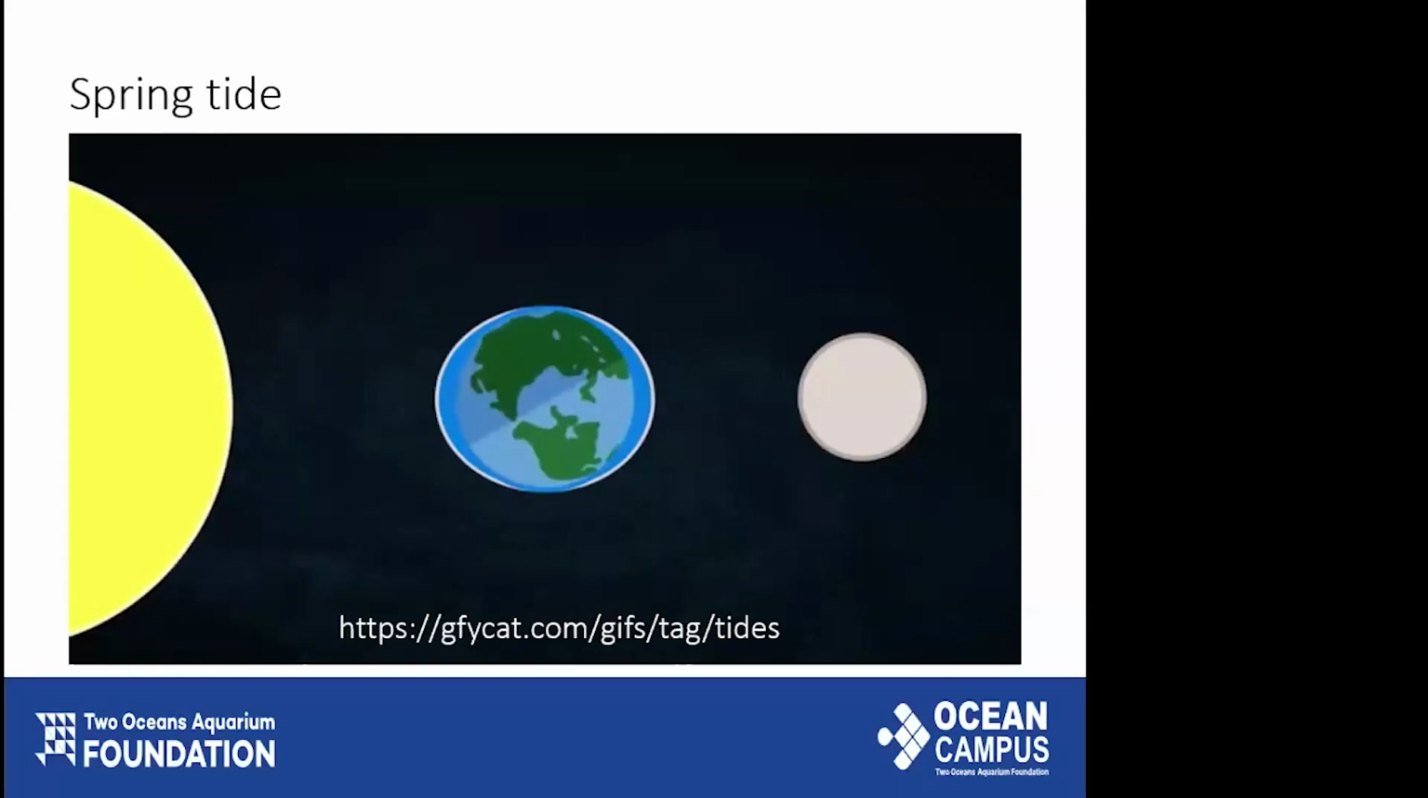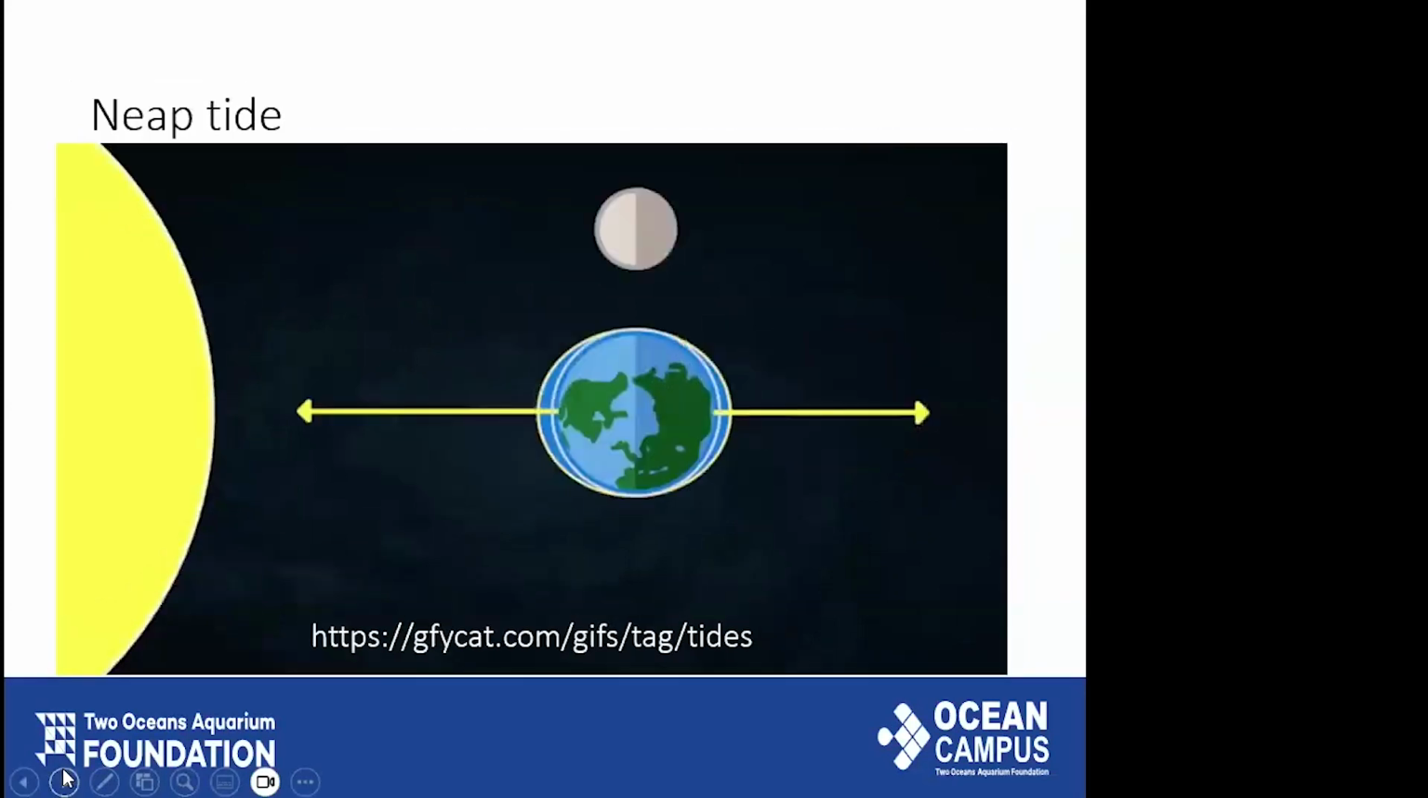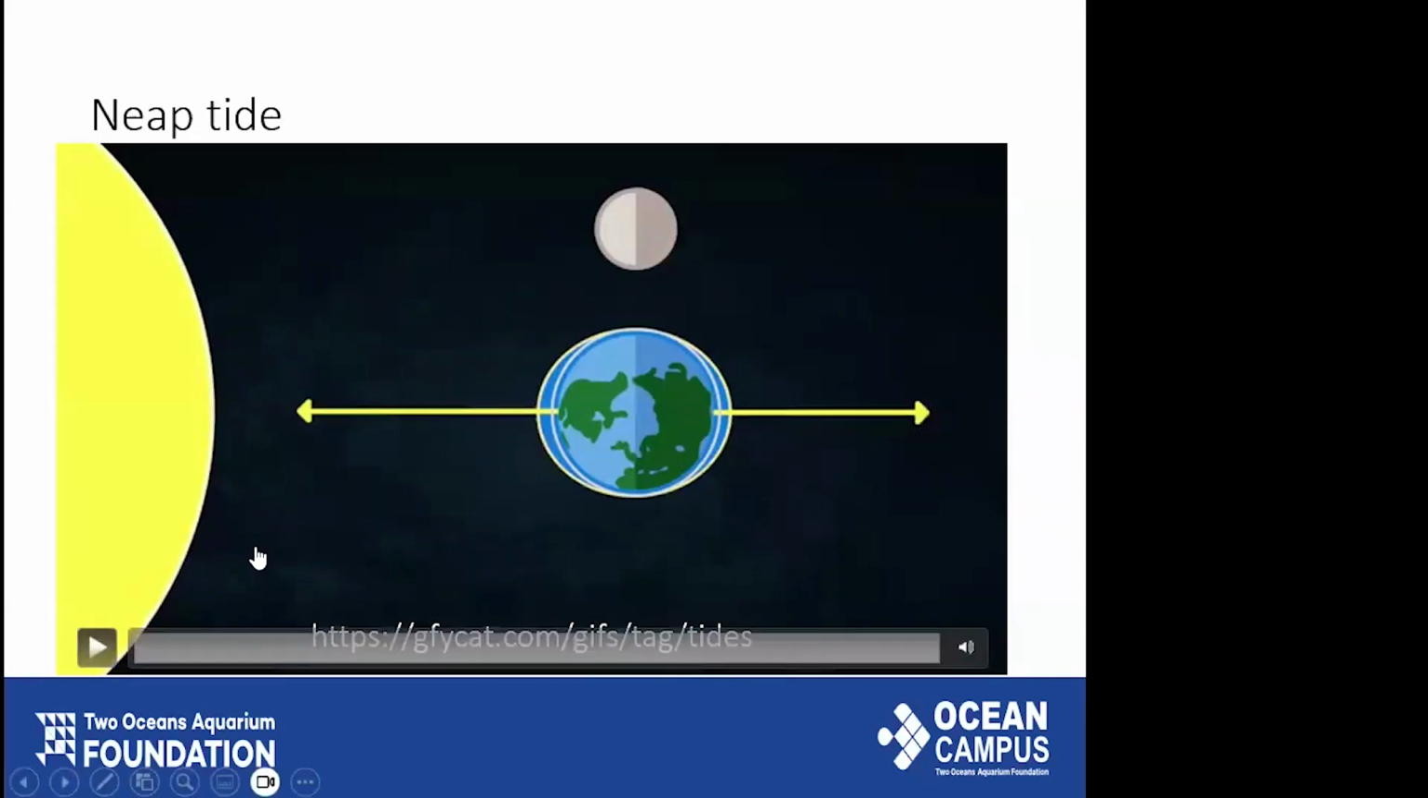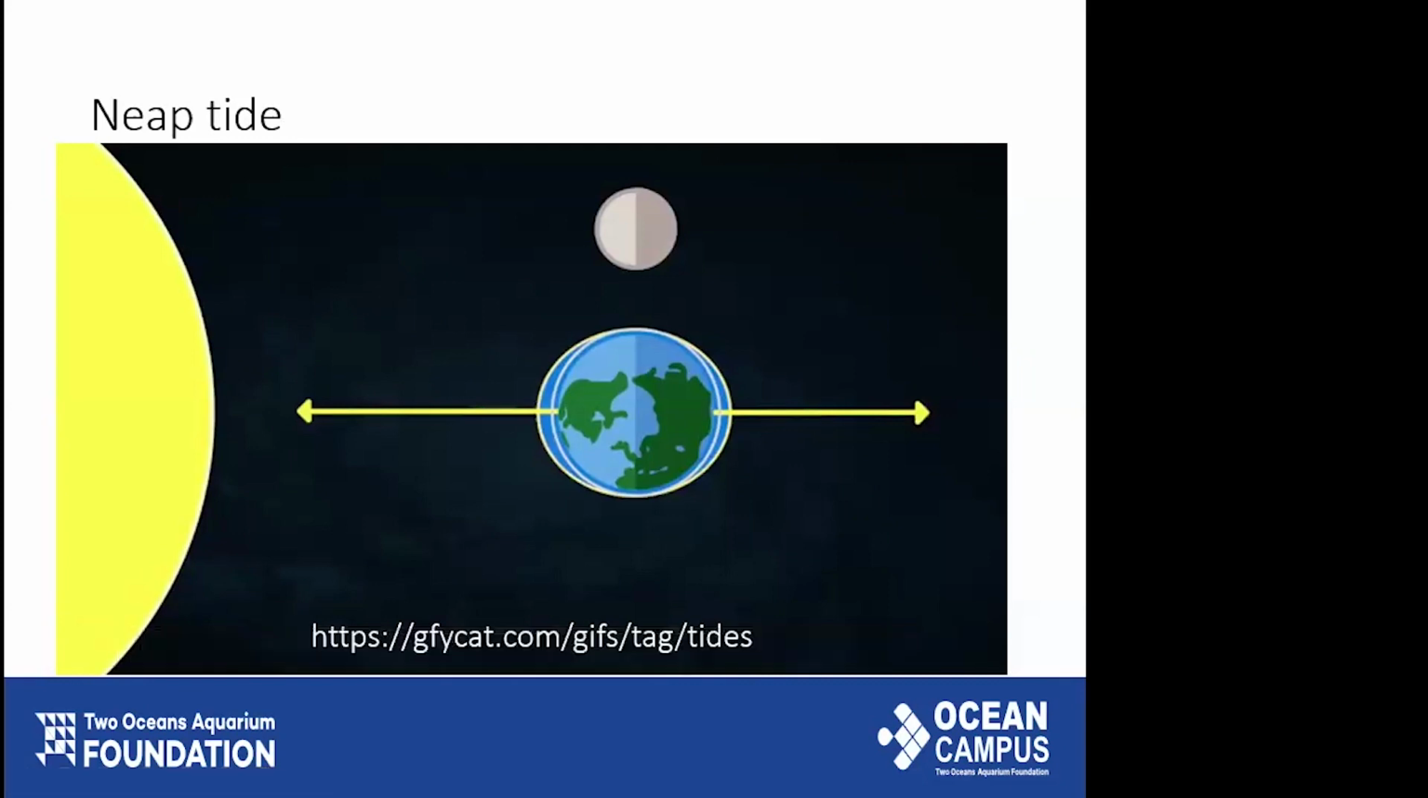The rest of the time, we then experience what we call neap tide. So when the earth and the moon and the sun are sort of perpendicular to each other, then the gravitational force of the moon against the water body on our planet and the gravitational force that the sun exerts sort of cancel each other out. So it's not as amplified as what we see at a spring tide.